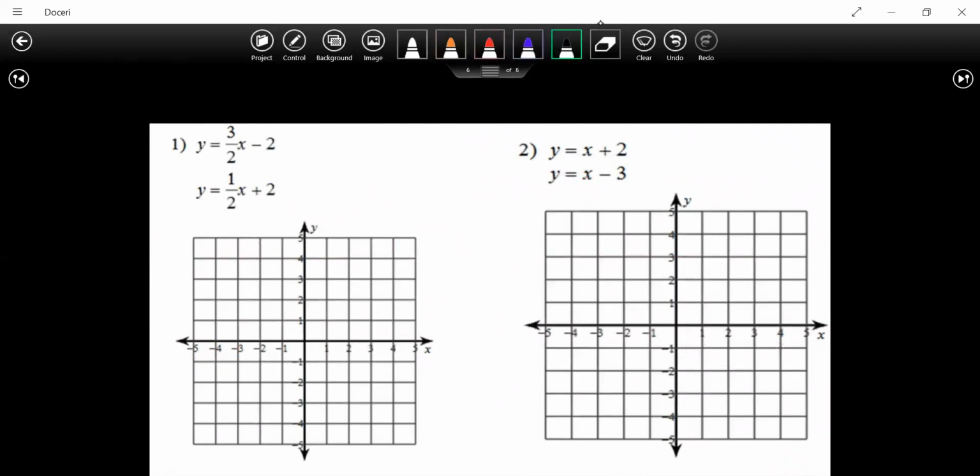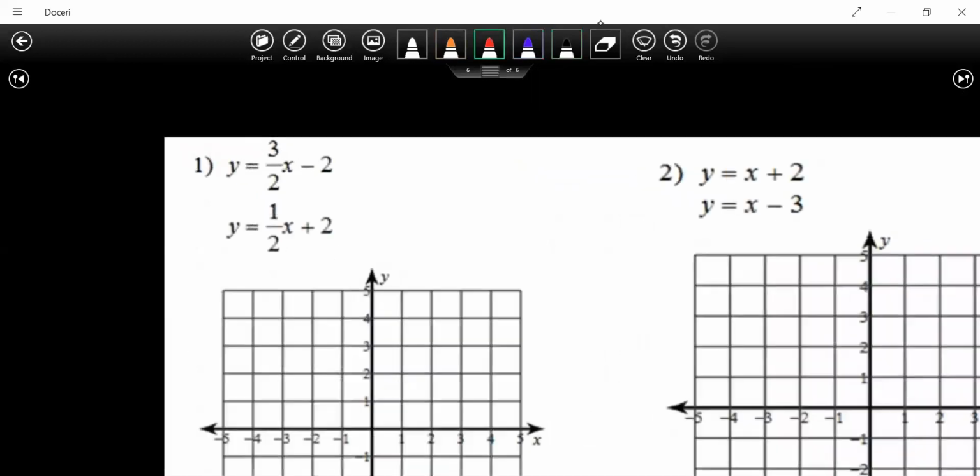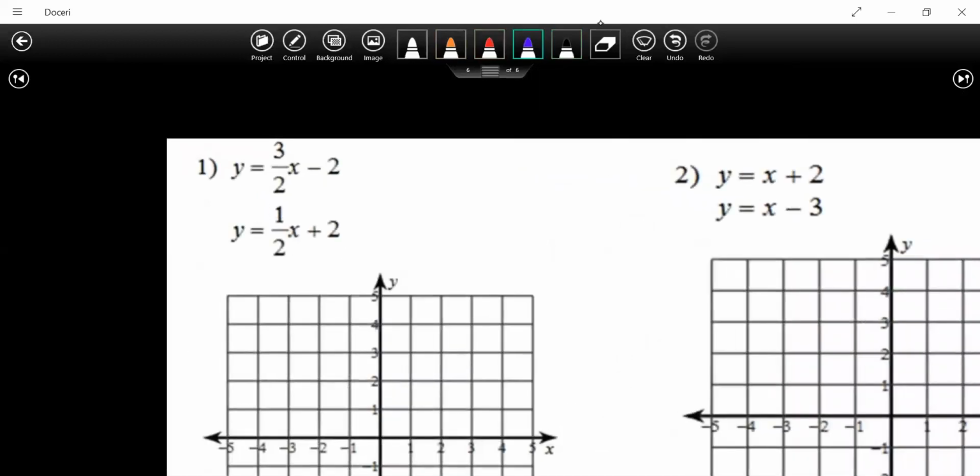Okay, first thing I want to be able to do here is we're going to look at the one, many, or none. We got to be able to identify the slope and intercepts. So I'm going to do slopes. My top slope is 3/2. This is definitely y equals mx plus b. The back one is going to be -2, which happens to be my y-intercept.